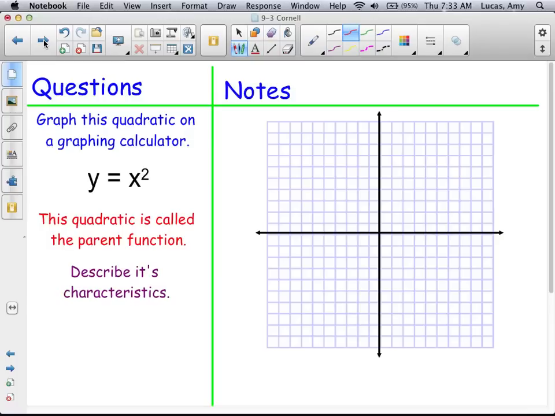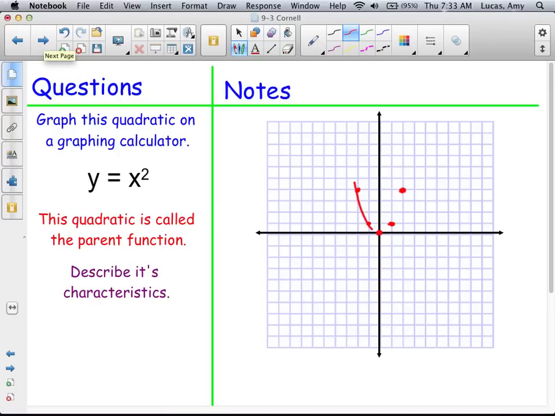Our first question is, graph this quadratic on a graphing calculator. Y equals x squared. This quadratic is called the parent function. Describe its characteristics. After graphing this function on a graphing calculator, what we found out is that these points are on the parent function graph: 0, 0, 1, 1, negative 1, 1, 2, 4, and negative 2, 4.